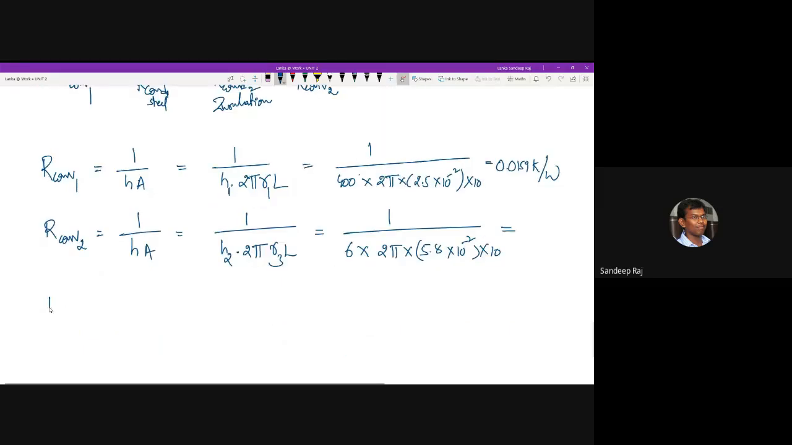Meanwhile, let me move to the R conduction value. 4.57 into 10 power minus 3 Kelvin per watt. Good. So I need R conduction 1. Somebody tell me the formula for R conduction 1.